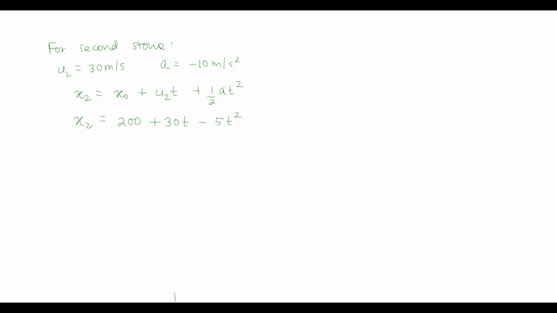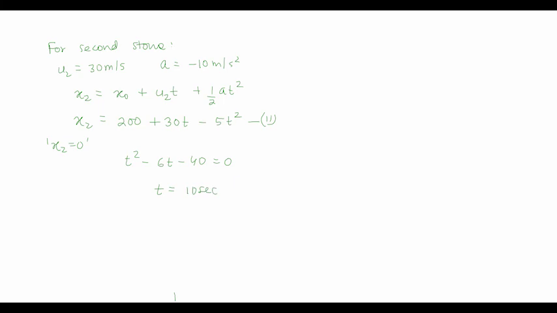So this is the second equation which we have for the second stone. The time for the second stone to hit the ground, that is x2, will become equal to 0 when the second stone hits the ground. And we can again modify this equation by taking 5 common: t square minus 6t minus 40 equals 0. On solving this equation, we get t equals 10 seconds.